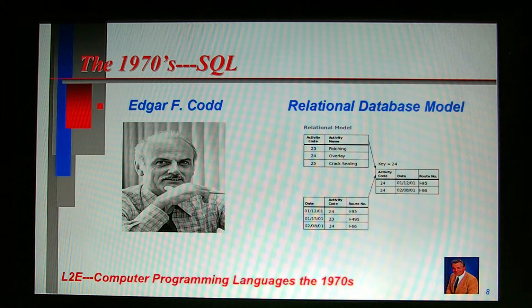IBM, not to be left behind, began developing commercial products based on their System R prototype. Commercial products including IBM System 38, SQL/DS, and DB2, which were available in 1979, 1981, and 1983 respectively. Today, several dialects of SQL meet ANSI and ISO standards. Today, the leading SQL commercial relational database management system vendors include Oracle, Microsoft, and IBM.